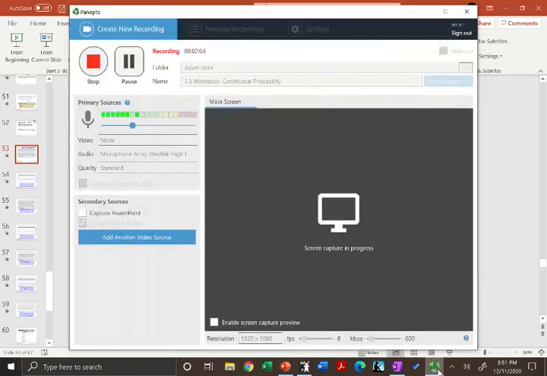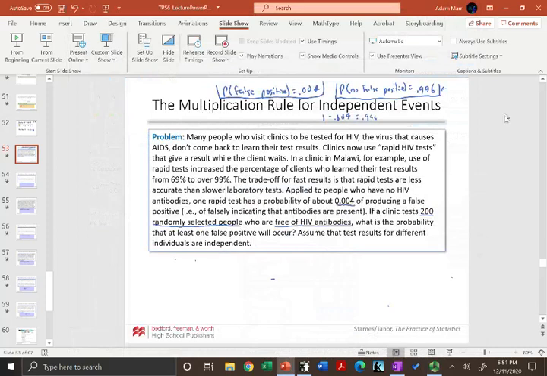So this is the multiplication rule of independent events. First of all, from this information, the probability of a false positive is 0.004. I'll tell you why later, but I need the complement of this, which is that there are no false positives at all. So that's 1 minus 0.004, which is 0.996. And that's why it's 0.996 there.